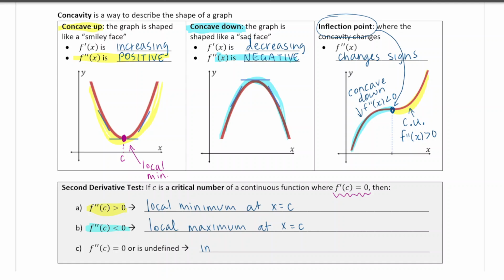So it doesn't really mean anything. It's kind of like inconclusive. Maybe you have a higher multiplicity there or something like that. Needs further testing. So the second derivative test here can only get you so far. Sometimes it helps you out and tells you whether you have a local min or max, and sometimes you just need to do some more testing. But it's good to kind of understand the shape a little bit.